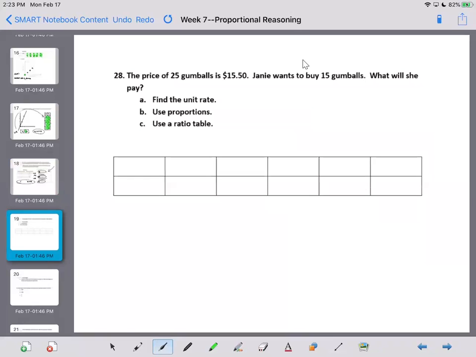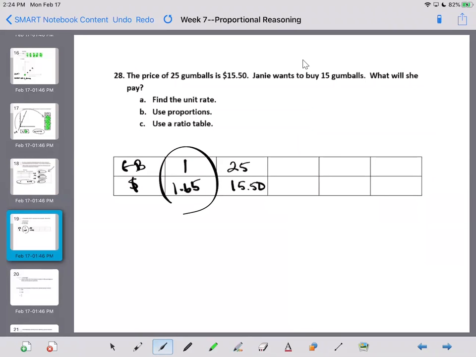So we could use a ratio table. Maybe we'll say this is gumballs and this is the price. We know that 25 gumballs cost $15.50. And do that division, and we're going to see about $1.64, $1.65, approximately, per one gumball. So finding the unit rate's helpful.